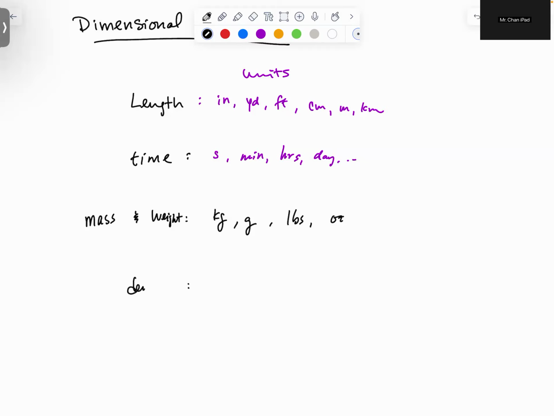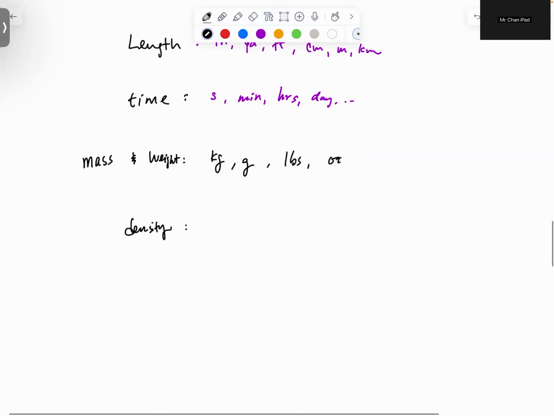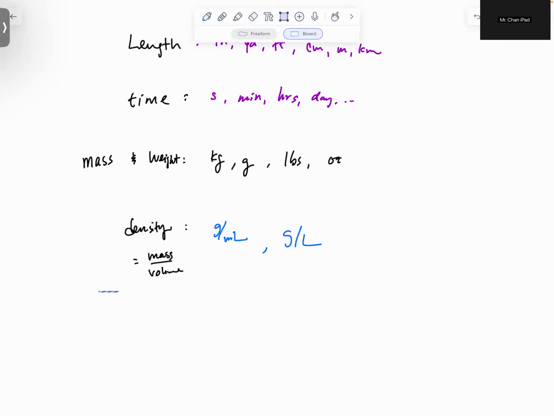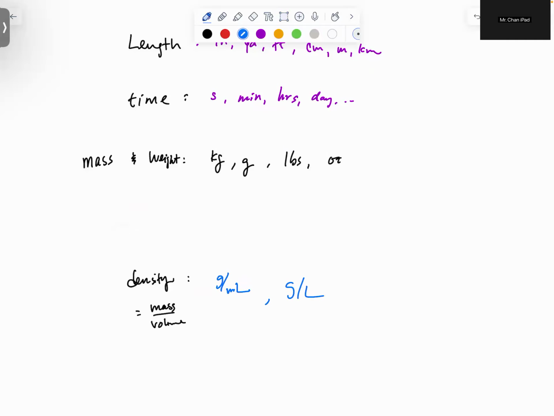Like, for example, have you heard of density in previous science courses? How do you calculate density? Mass over volume. Like, hey, there are the 2 dimensions, mass over volume. Okay? And so we have units of grams per milliliter or grams per liter, okay? And so forth.